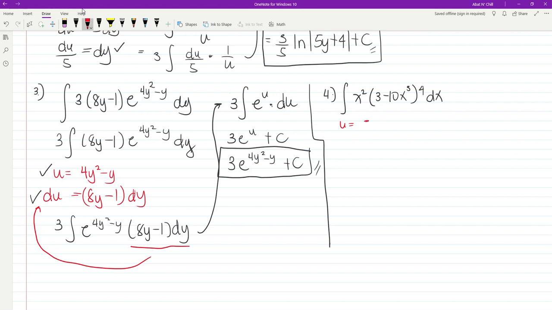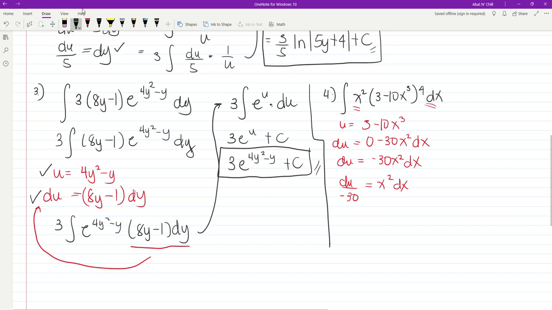So if I let 3 minus 10x cubed as my u and get the derivative of this, this is a constant, so this would be 0. So power rule, by differentiation, this would be negative 30x squared dx. So in other words, I have du equals negative 30x squared dx, but I have x squared dx here. So I'm expressing this right side of the equation as x squared dx only. So I have to divide both sides by negative 30. So we have du all over negative 30, and I have x squared dx here.